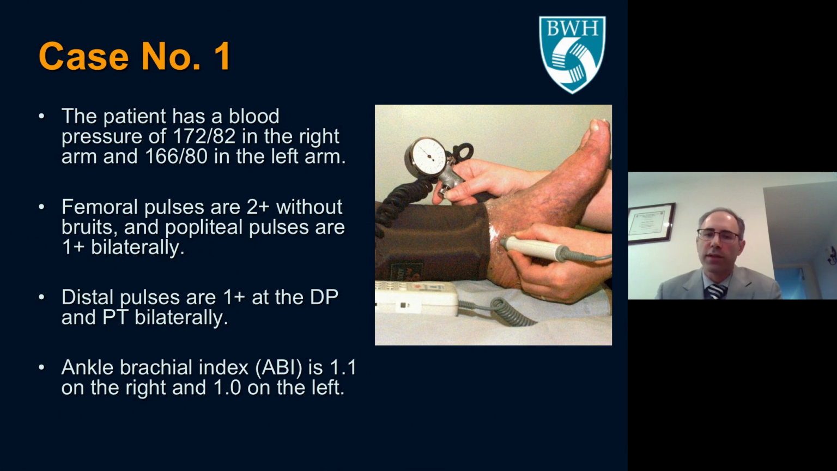Reasonable femoral pulses, 2+, no bruits. Popliteal pulses are diminished a bit bilaterally, 1+. And then the distal pulses are 1+ at the dorsalis pedis and posterior tibialis bilaterally. The ankle brachial index is measured in the office, and we'll go through that a little bit, but it comes out to be 1.1 on the right and 1.0 on the left. So normal at rest, and yet his symptoms really do sound like they're claudication.